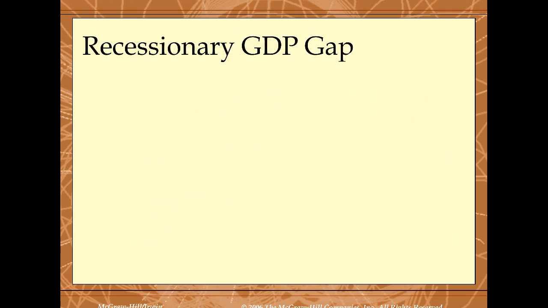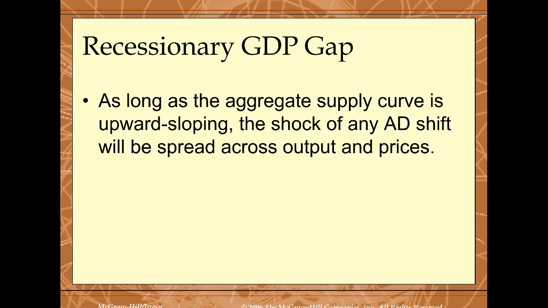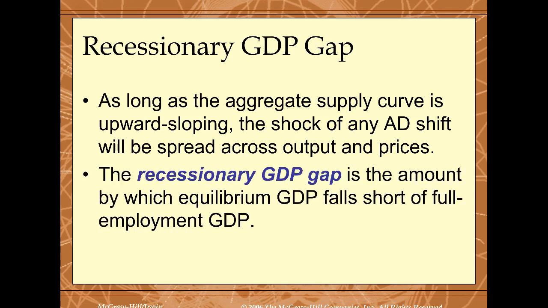And again, the difference between where we want to be and where we are in terms of the economy is the recessionary gap. That's assuming that where we want to be is a level of output above where we are. As long as aggregate supply is upward sloping, the shock of any AD shift will be spread across output and prices. And the recessionary gap is simply the amount by which equilibrium GDP falls short of full employment GDP.